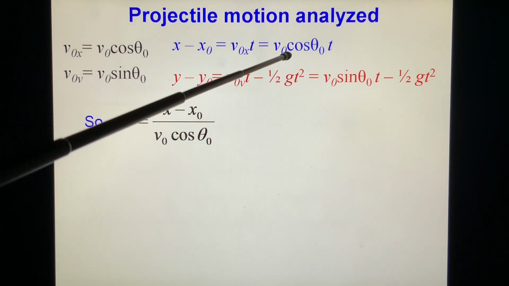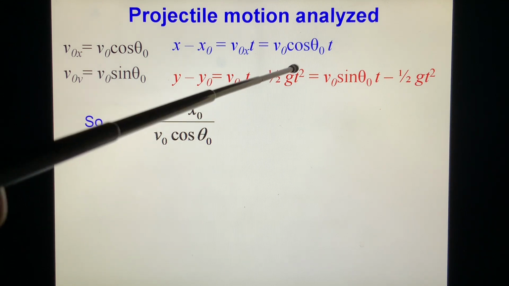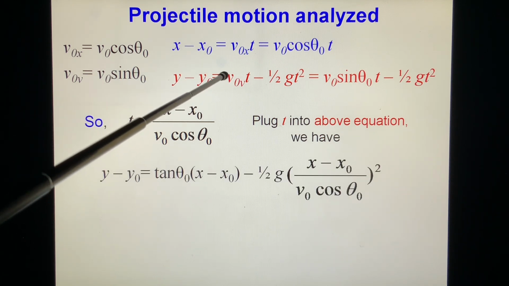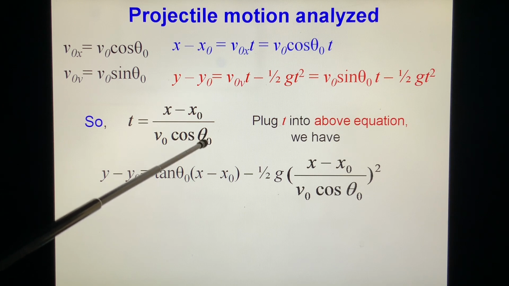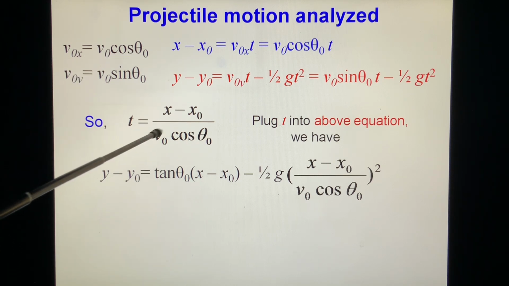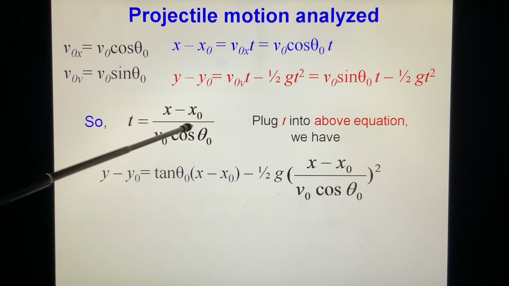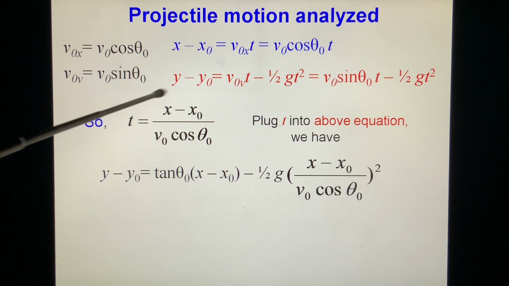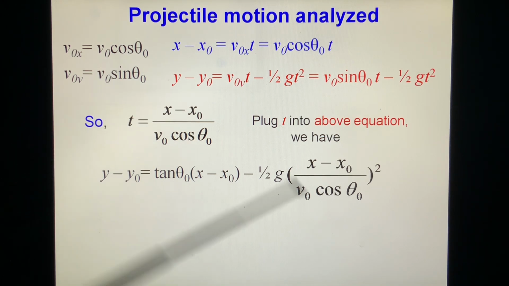Now, we like this one. t equals x minus x0 over V0 cosine theta zero. You put the t into this one. So we get y minus y0 equal to V0y t, where t is x minus x0 over V0 cosine theta zero. And you see, this one has V0 sine theta zero and this one has V0 cosine theta zero, so V0 cancels out. Sine theta over cosine theta becomes tangent theta times x minus x0. And you have minus half g t squared, with t equal to x minus x0 over V0 cosine theta zero. This is the projectile equation.